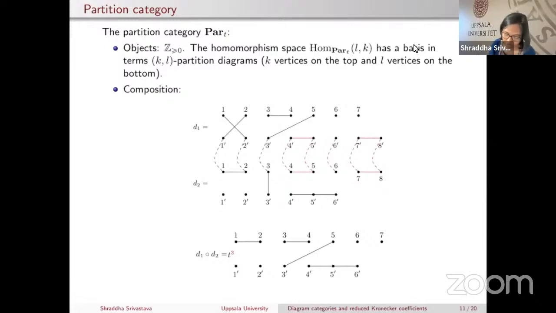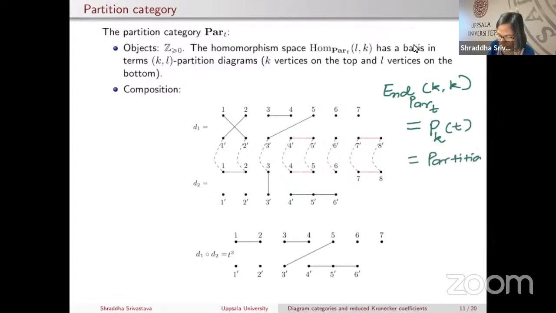So in particular, maybe I should say that if you look at the endomorphism algebra of an object here, then that's precisely the partition algebra P_k(T). So the partition algebras in the tower have now become the endomorphism algebras, but there can be more morphisms when the top vertices and bottom vertices are not the same. So in this category, the endomorphism algebras are precisely the partition algebras, fixing the T.